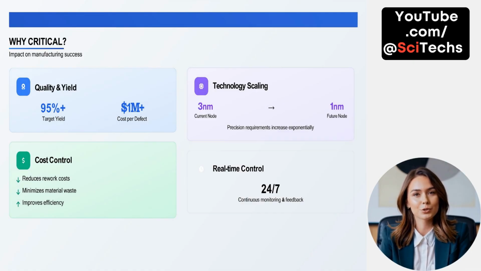In terms of cost control, effective metrology reduces rework costs by catching issues early, minimizes material waste through precise monitoring, and improves efficiency across the fab. Another crucial factor is real-time control. Continuous 24/7 monitoring and feedback loops allow for immediate corrective actions, ensuring stability and minimizing downtime. Together, these capabilities support innovation, profitability, and competitiveness in a rapidly advancing industry with extremely narrow process margins.